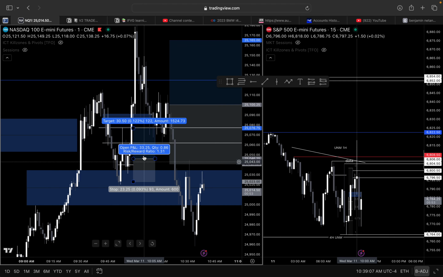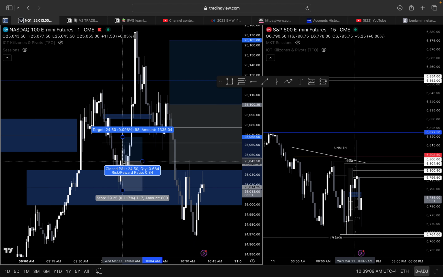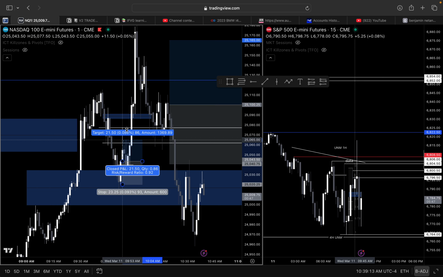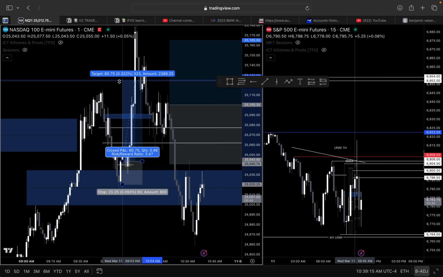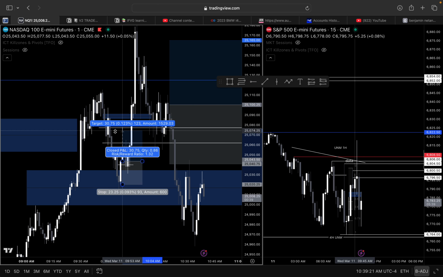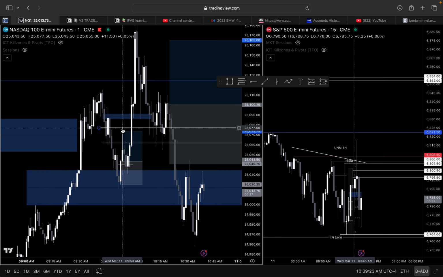Which led me to taking this 1 minute IFEG right here. Kaboom. Which I was honestly aiming for all the way up here. And this is an example of what I was talking about earlier, how dang near all my trades hit at least a 1-to-1.